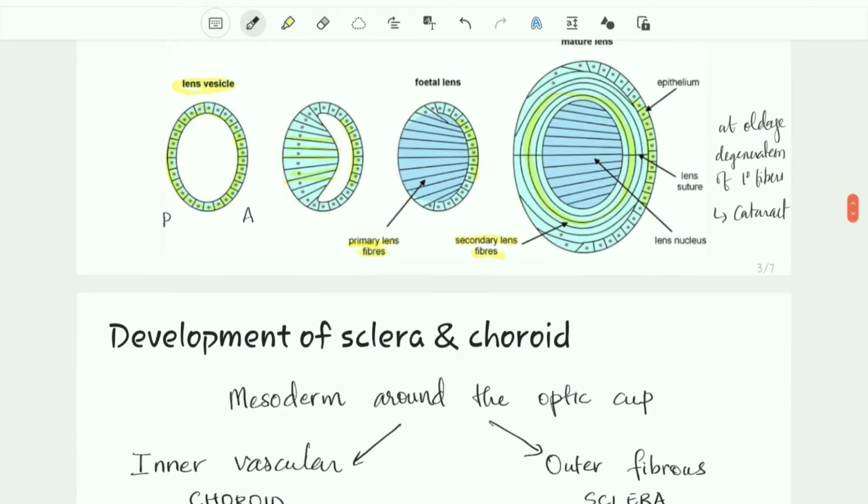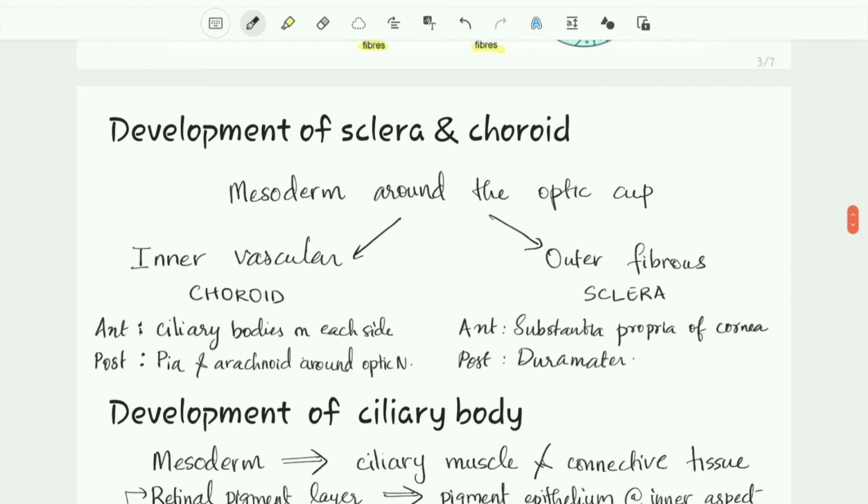Moving on to the next, which is the development of the sclera and choroid. Both are developed from the mesoderm surrounding the optic cup. The choroid is formed from the inner vascular layer. It extends anteriorly as the ciliary body and posteriorly as pia and arachnoid matter around the optic nerve. The sclera is the outer fibrous layer. Anteriorly, it continues as the substantia propria of the cornea. Posteriorly, it continues as the dura mater.